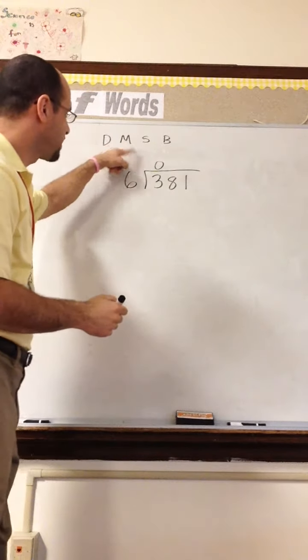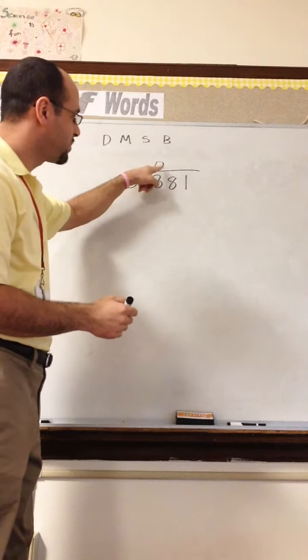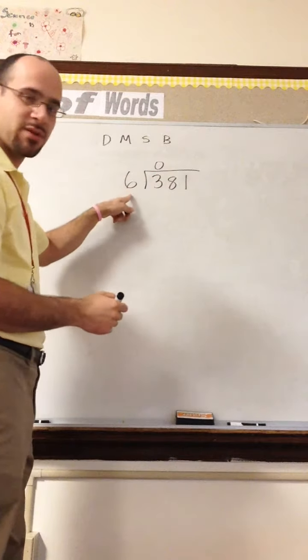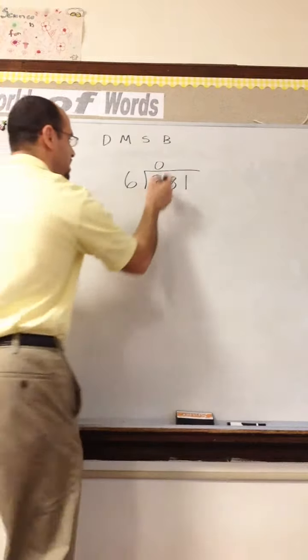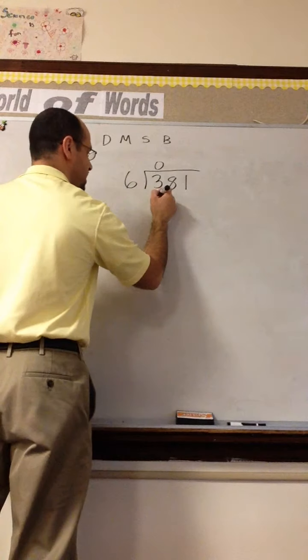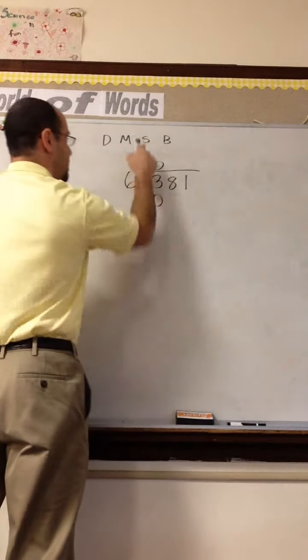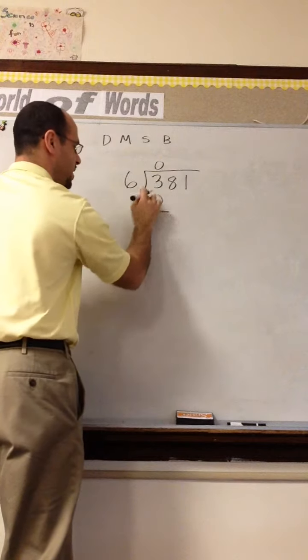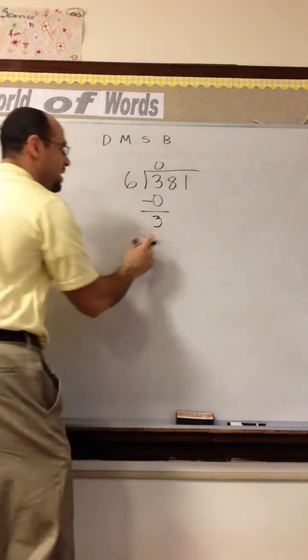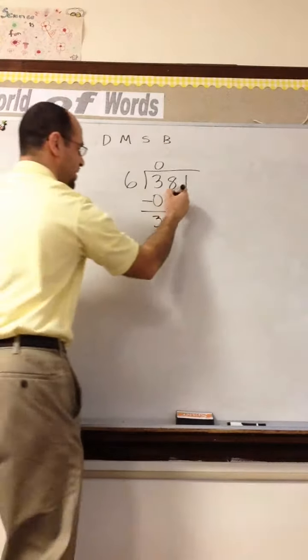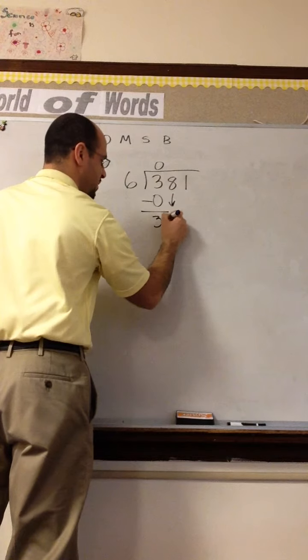Now I'm going to multiply. Every digit that I put on the top, I'm going to have to multiply by this, okay? So I'm going to multiply 0 times 6 is 0. My next step is subtraction. 3 minus 0 is 3. And my next step is bring down. So I'm going to bring down my 8.